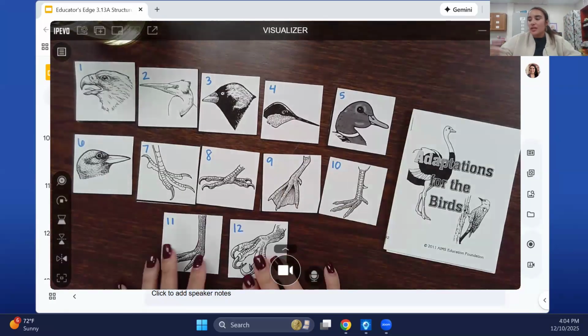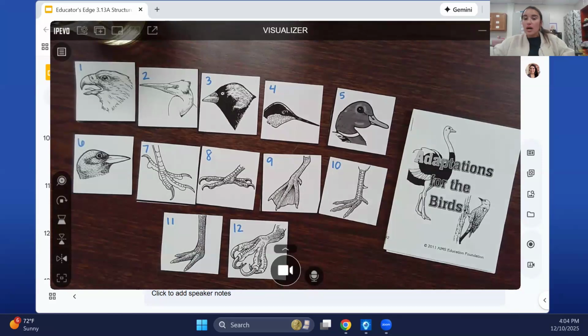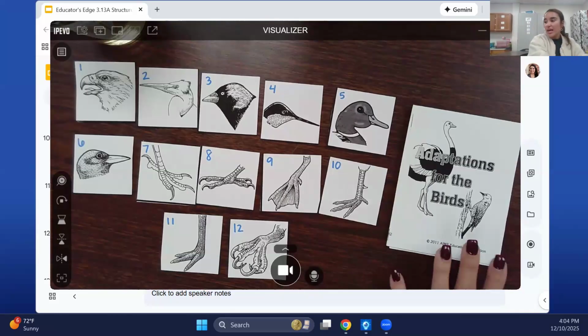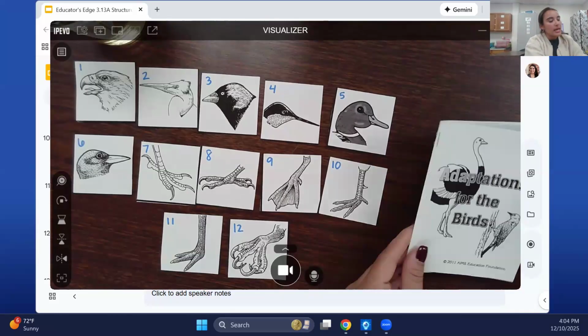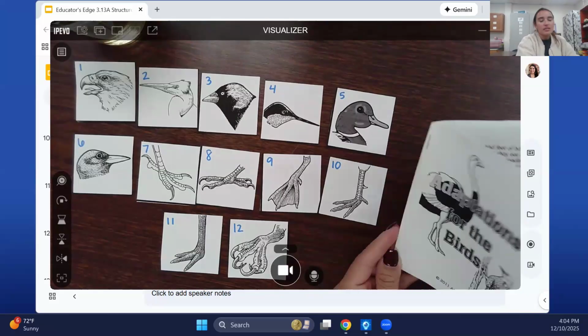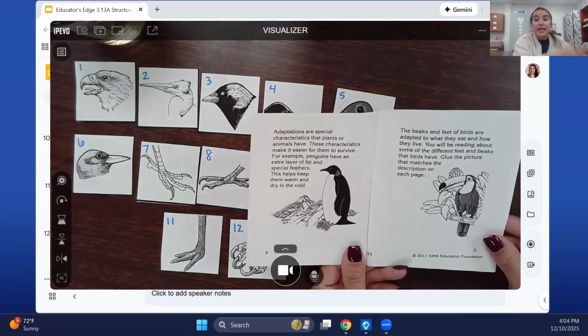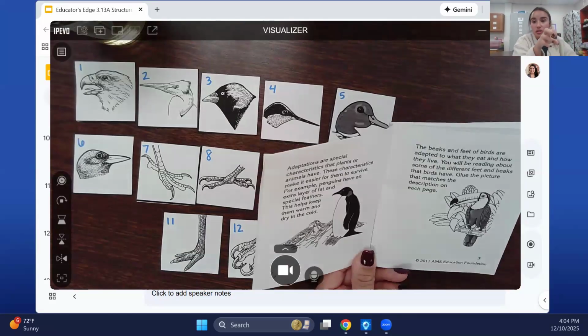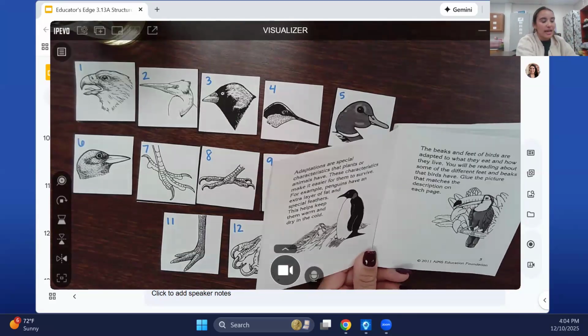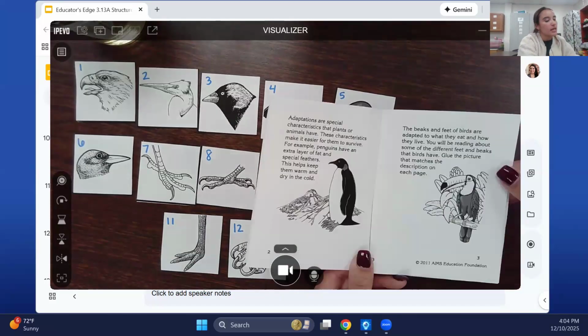And this is something that students can complete in partners as well, or in small groups where they have the text. The way that it's set up is it's a booklet, and the first 2 pages give you information about the beaks and feet of birds being adaptations, having the structure, the body part, and the function, and how it helps different types of birds.